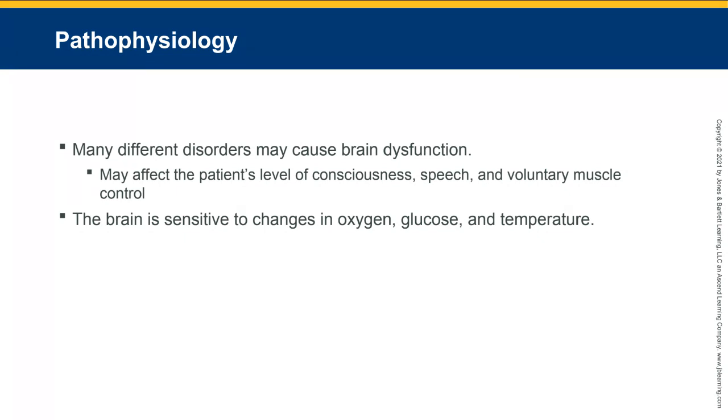The brain needs a constant supply of glucose. The brain is the only place in the body where cells can absorb glucose without insulin. The brain doesn't need insulin to absorb glucose. That's how important glucose is to the brain. And the brain cannot function under extreme temperatures.